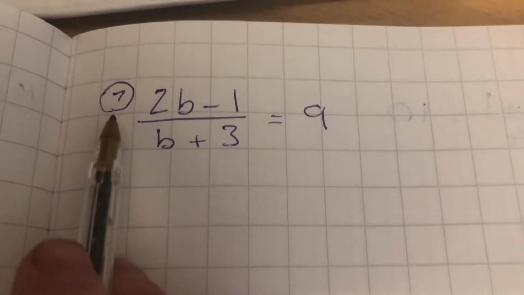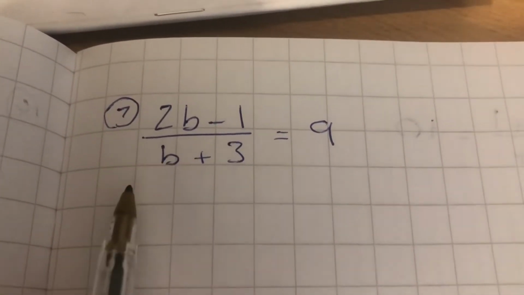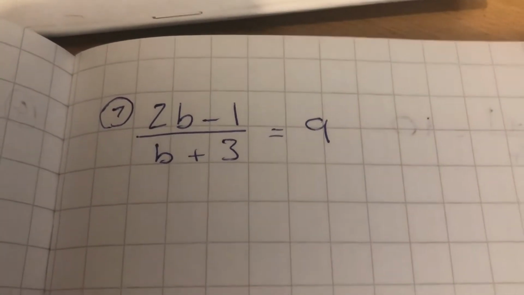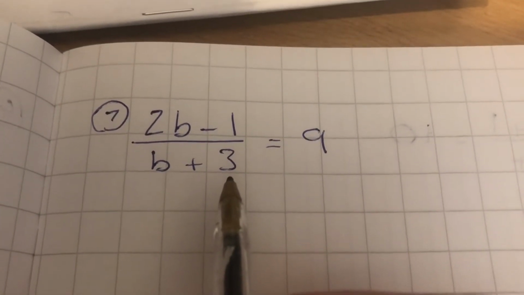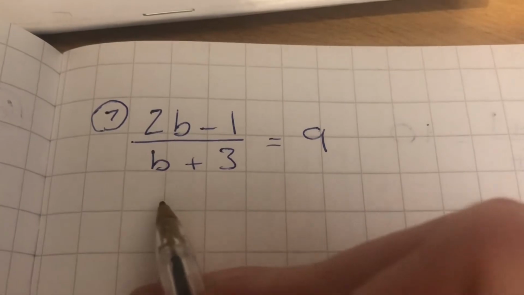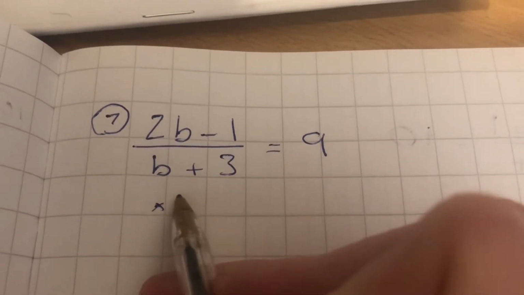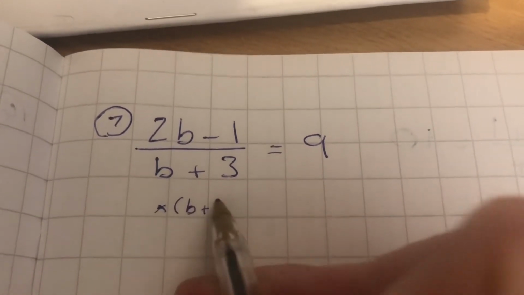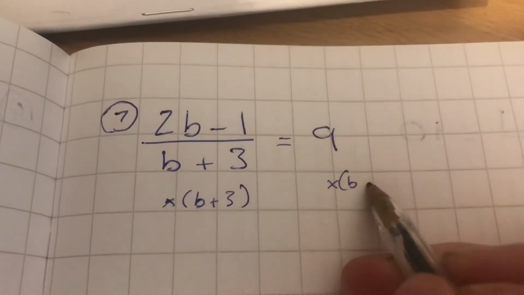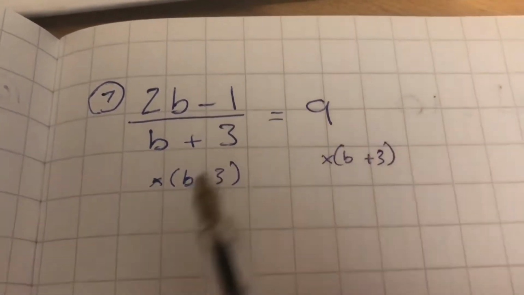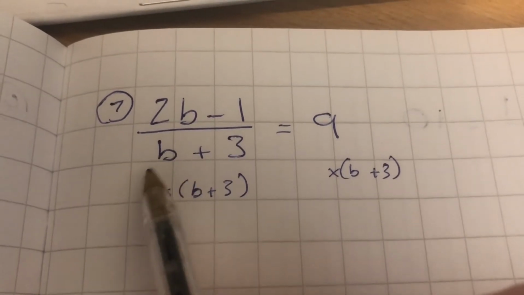So our next example, again, we have an algebraic fraction on the left. We want to get rid of that in terms of being a fraction, so I need to get rid of this b plus 3 on the bottom. Because it's dividing, I multiply the whole left hand side by b plus 3, but remember, I have to do that to the right as well. What this does is it gets rid of the b plus 3 on the bottom.